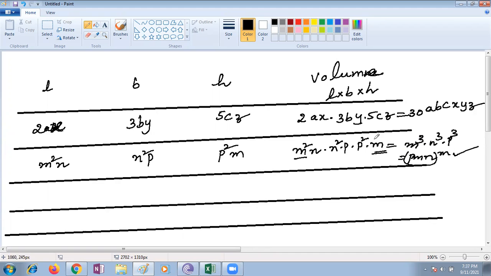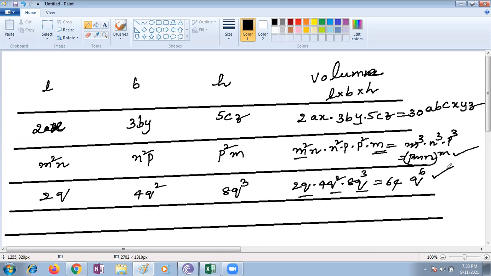Next question goes to Bhavya. Bhavya, are you there? Yes, ma'am. 2q, 4q square, and 8q cube. Bhavya, please be a little careful and give the answer. Ma'am, 64. Very good. 64 q power 6. Good, good.